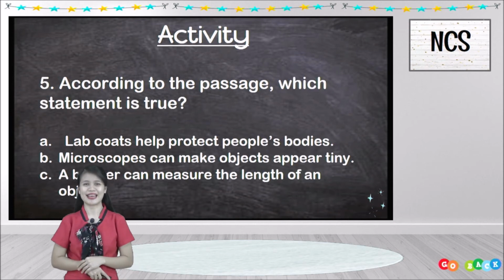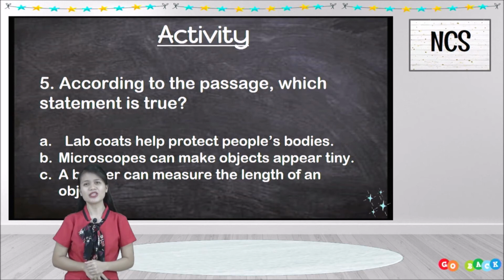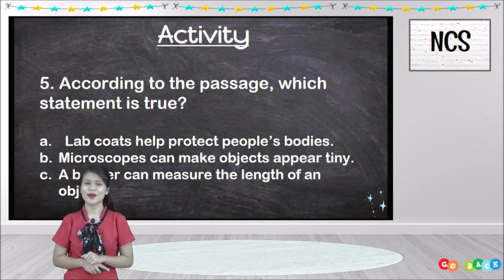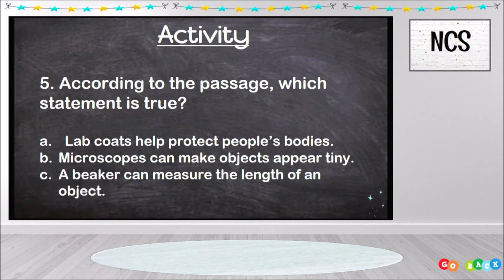Next, let's have number 5. Which among the 3 is true? Is it letter A, lab coats help protect people's body? B, microscopes can make objects appear tiny? Or letter C, a beaker can measure the length of an object? The correct answer is letter A.